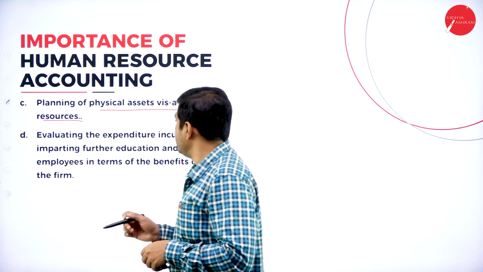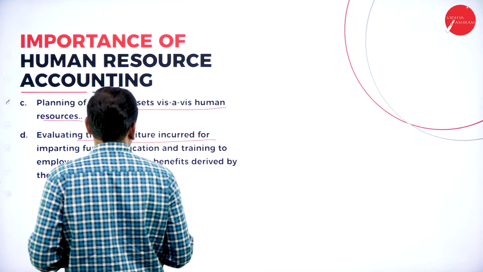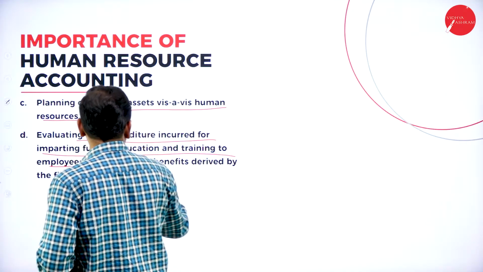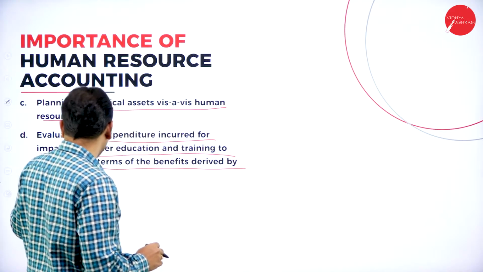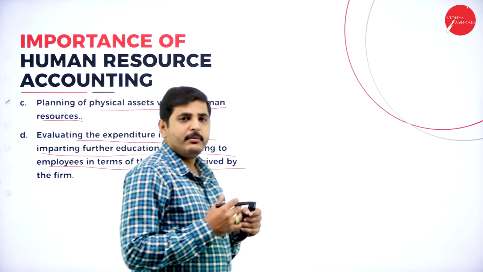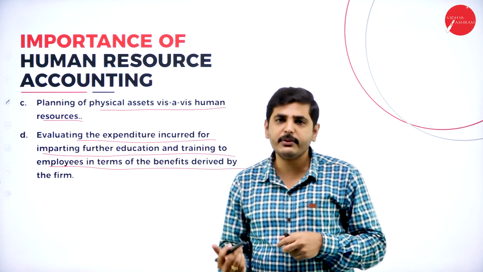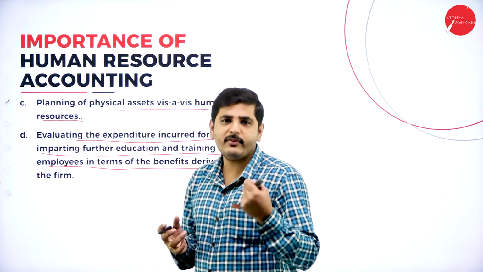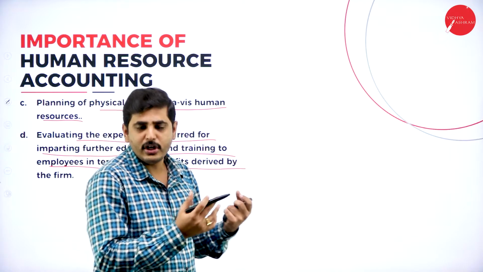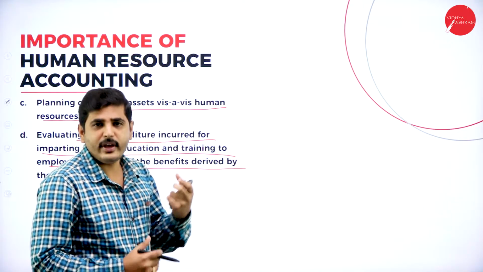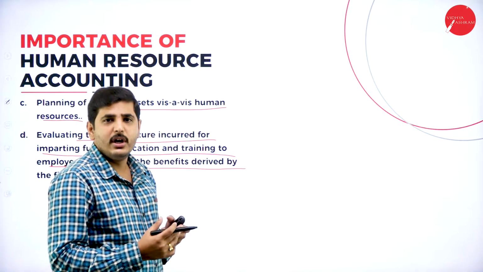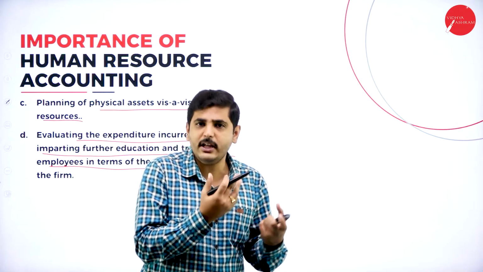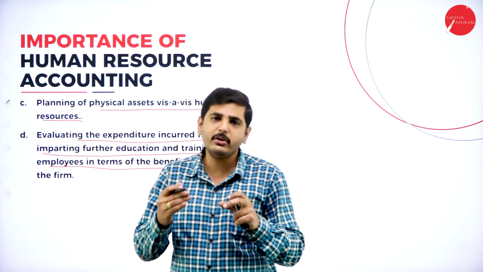Understood. Next one, evaluation of the expenditure incurred for imparting future education and training to the employees in terms of the benefits derived by the firm. What do you mean by that? We have to collect the information and evaluate and examine the resource. Are we having enough human resource, so that we can reduce the cost of the human resource and improve the performance quality of the human resource? When the human resource quality improves, ultimately the cost we are spending on them will reduce, compared to their performance.